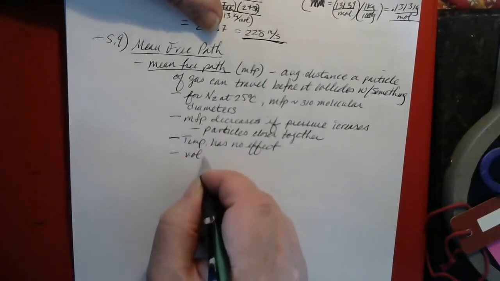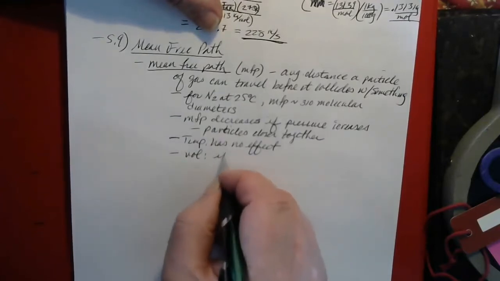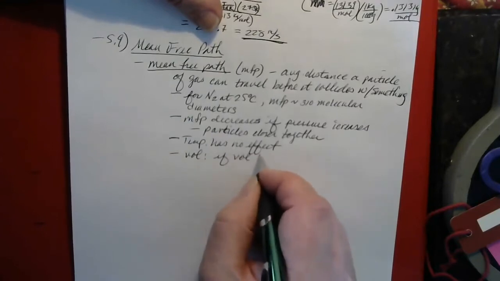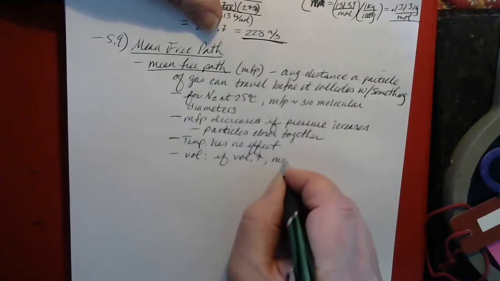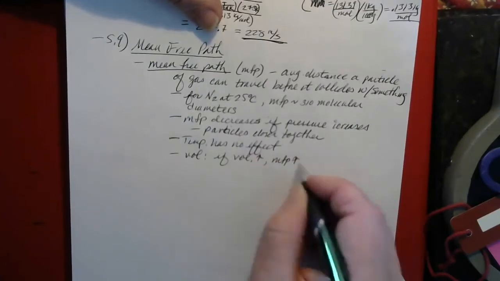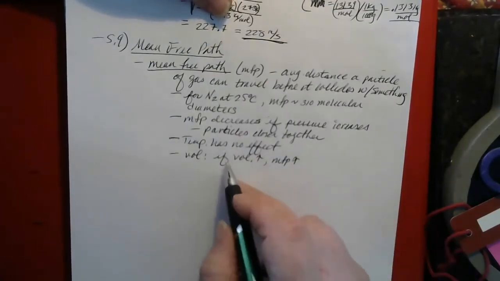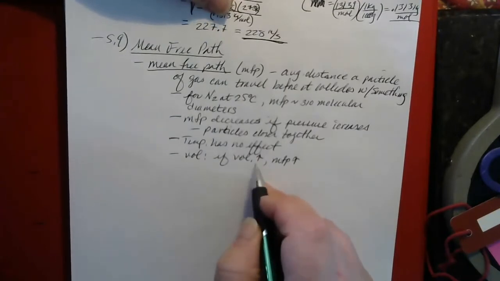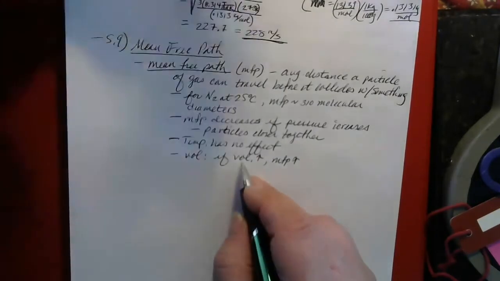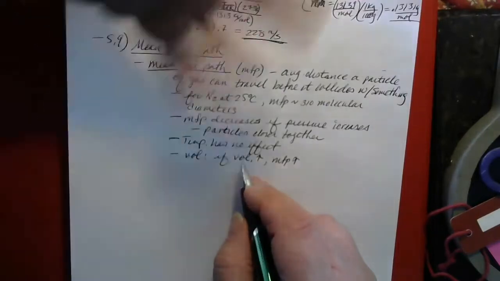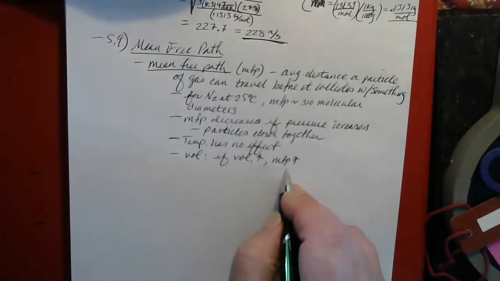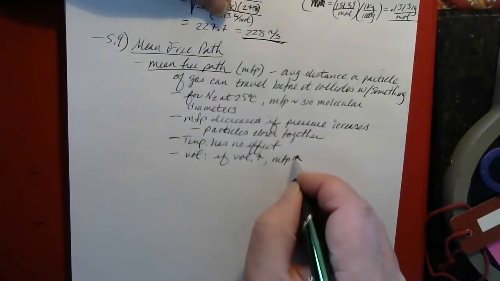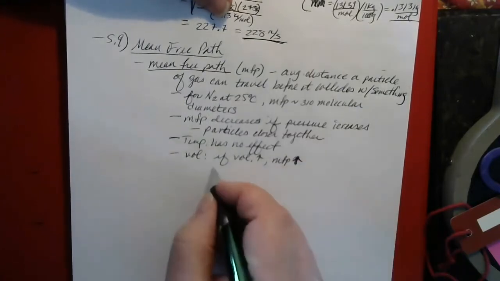And for volume, if volume goes up without changing anything else, then mean free path would also go up because, well, increasing the volume without changing the temperature wouldn't have any effect, but if you increase the volume without changing the number of molecules, then the molecules are going to be further apart, and that will increase the mean free path. They can go further before hitting anything else.